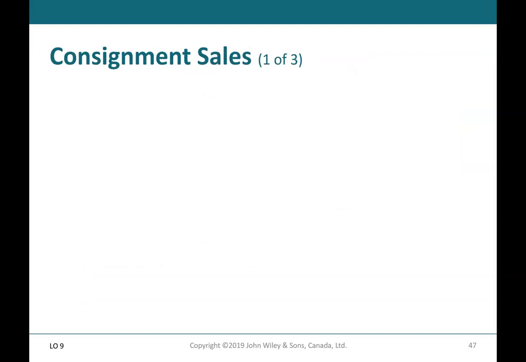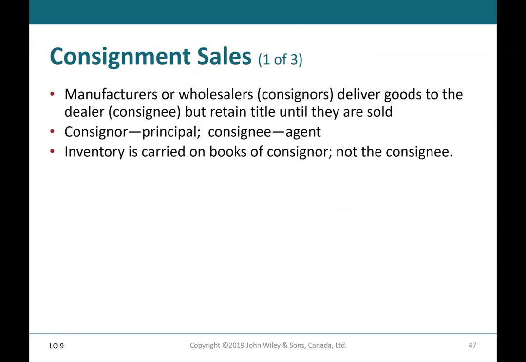Consignment sales, 1 of 3. Manufacturers or wholesalers, consignors, deliver goods to the dealer, consignee, but retain title until they are sold. Consignor is the principal and the consignee is the agent. Inventory is carried on the books of the consignor, not the consignee.